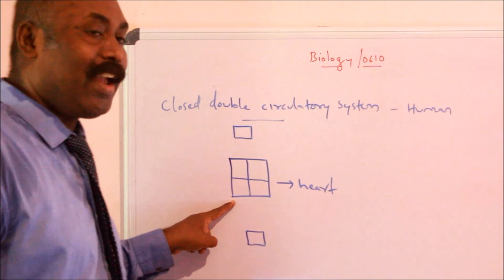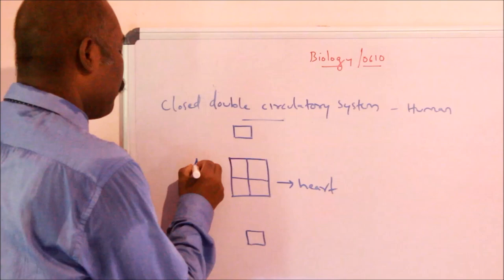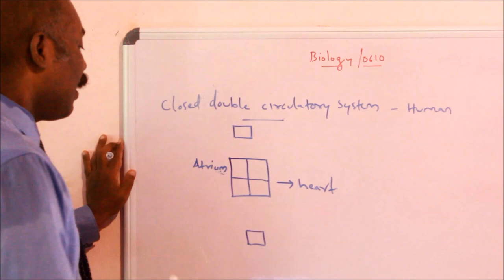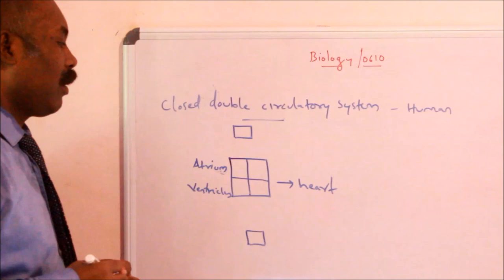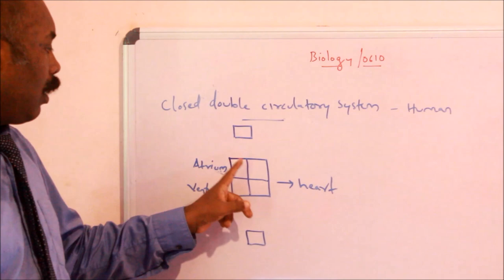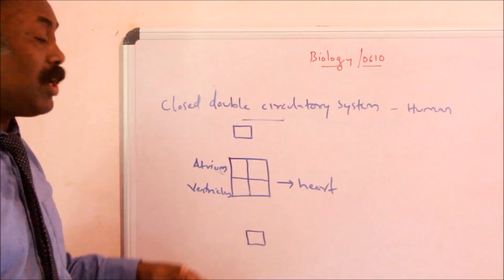Four chambers. The upper chambers are called atrium or auricles. The lower chambers are called ventricles. So I told you, let the middle square be the heart, and I divided it into four chambers. The upper chambers are the atrium, and the lower chambers are the ventricles.